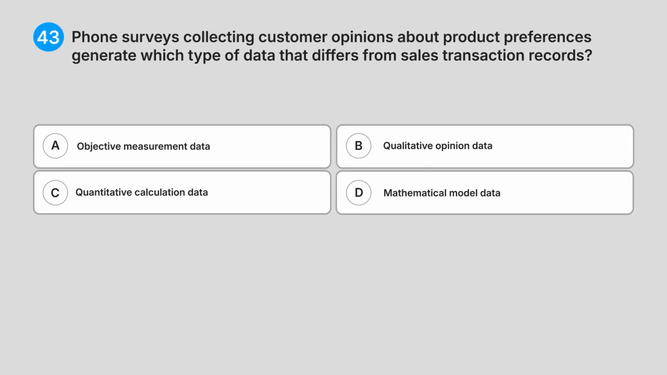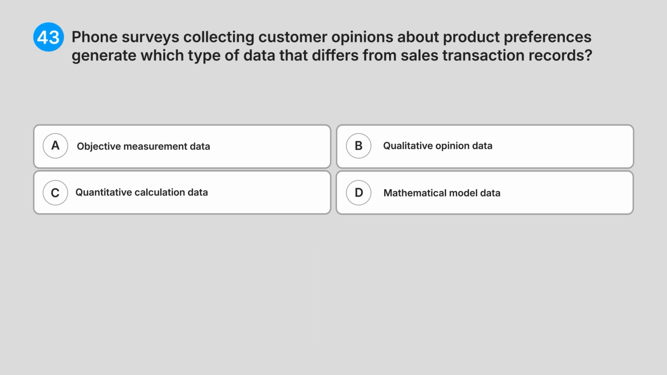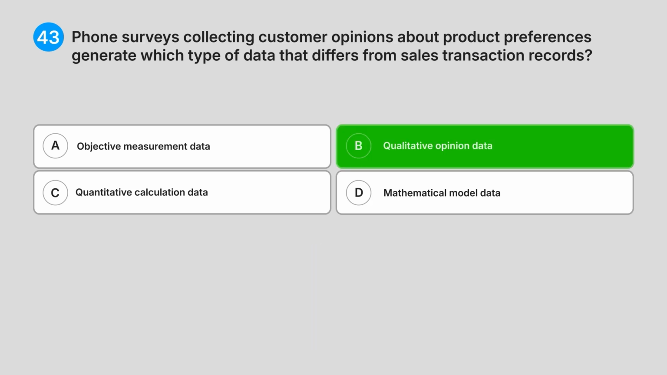43. Phone surveys collecting customer opinions about product preferences generate which type of data that differs from sales transaction records? A. Objective measurement data. B. Qualitative opinion data. C. Quantitative calculation data. D. Mathematical model data. Can you guess the answer? Correct answer, B. Qualitative opinion data.